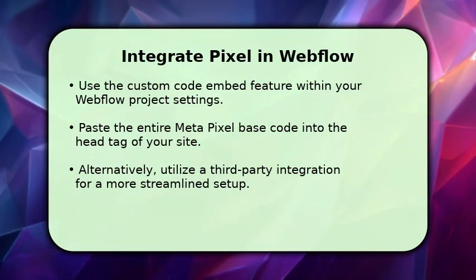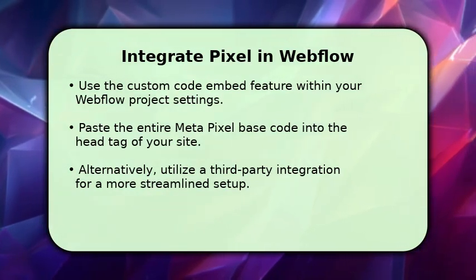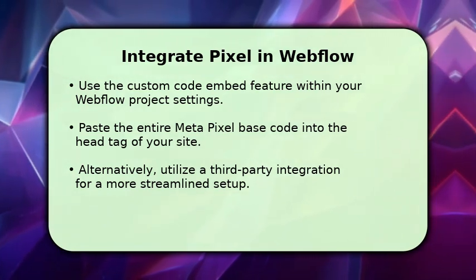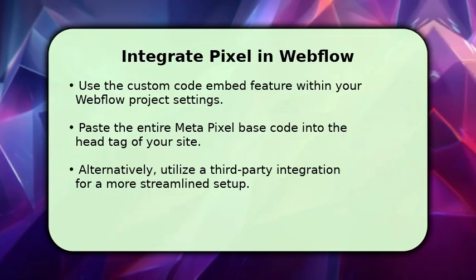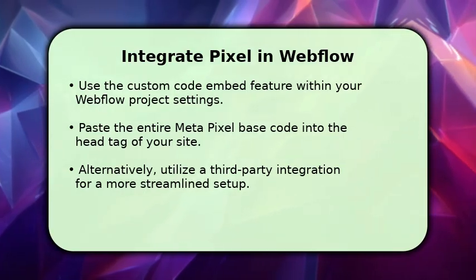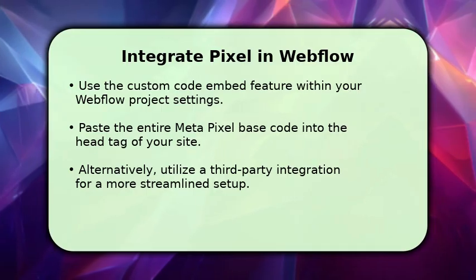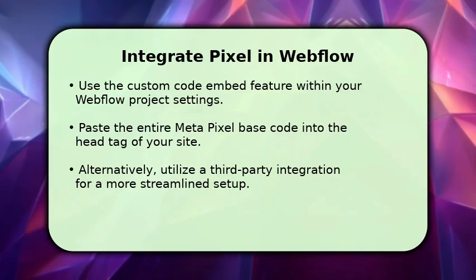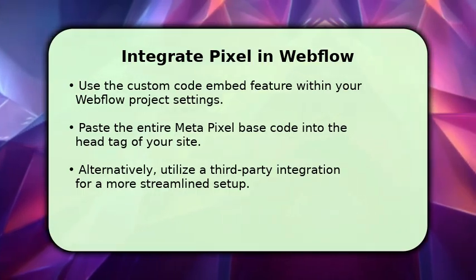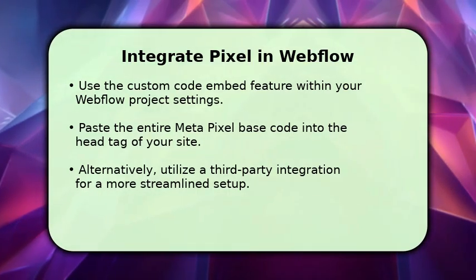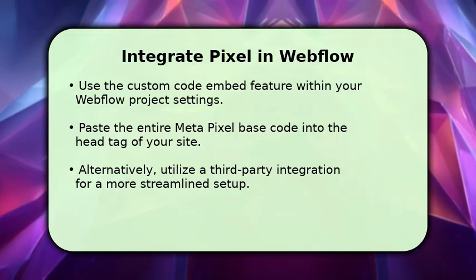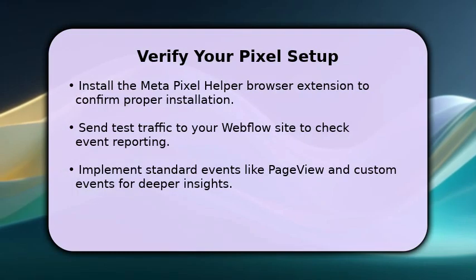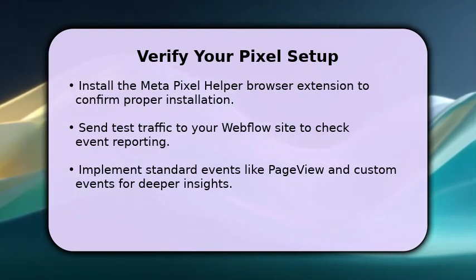Now, let's integrate the pixel into Webflow. The most common method involves using Webflow's custom code embed feature. Go to your Webflow project settings, then navigate to the custom code section. Paste the entire Meta pixel base code, which includes your unique ID, into the head tag. Alternatively, for a more streamlined setup, consider using a third-party integration that simplifies the process significantly, often requiring just your pixel ID. Finally, it's crucial to verify your setup.